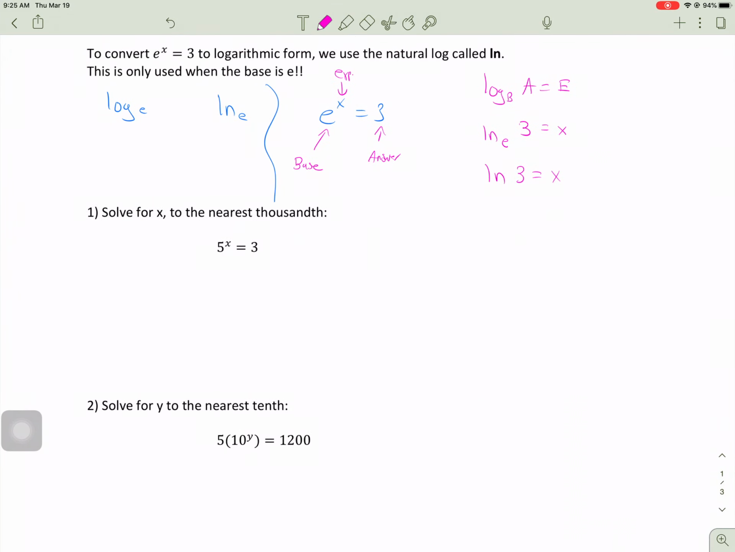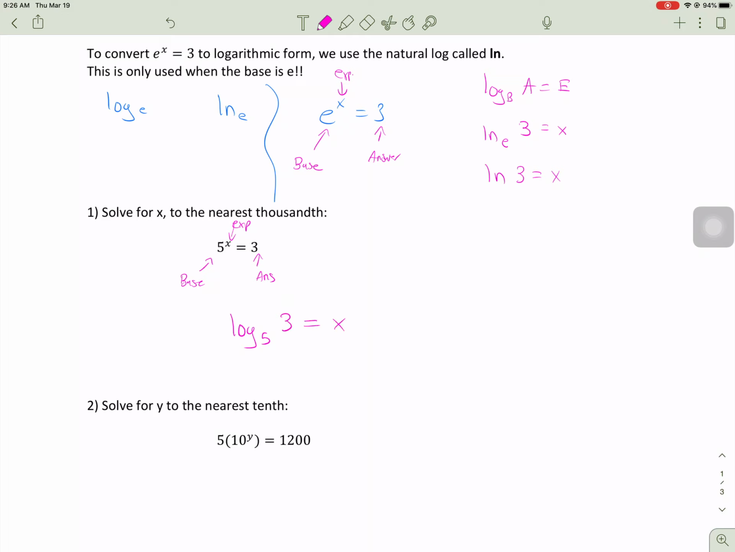So solve for x to the nearest thousandth. 5 to what power is 3? I have no idea. It's less than 1. It should be a decimal because 5 to the first is 5. Well, let's see what it is. Let's figure it out. Instead, we're going to convert it to log. So this is the base, exponent, answer. That's log base 5 of 3 equals x.